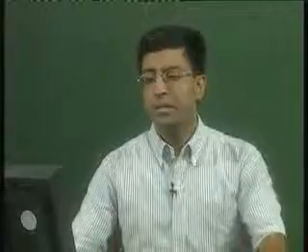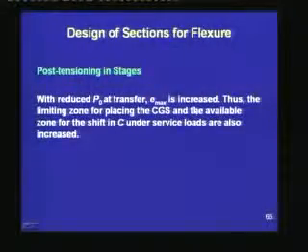With reduced P0 at transfer, Emax is increased. Thus, the limiting zone for placing the CGS and the available zone for the shift in C under service loads are also increased. Thus, partial pre-stressing at transfer helps us to increase the limiting zone.